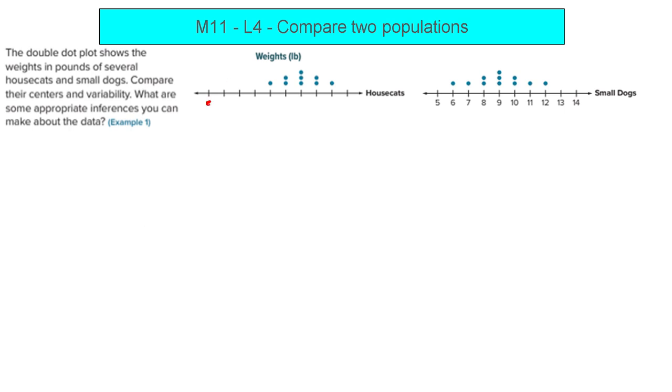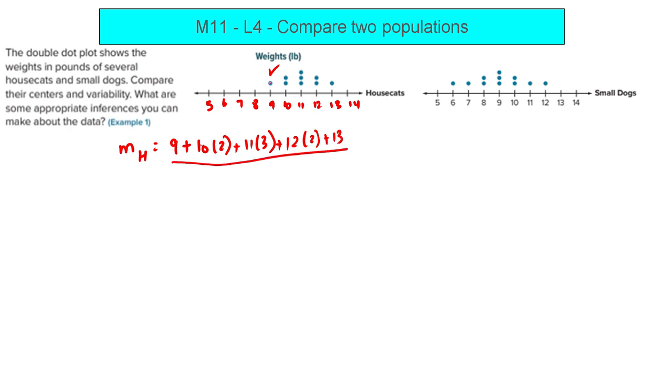Now this is 5, 6, 7, 8, 9, 10, 11, 12, 13, 14. So for the mean of the house cats: how many 9s? Only 1. So 9 plus how many 10s? 2. So 10 times 2 plus how many 11s? 11 times 3 plus how many 12s? 12 times 2 plus 13, only 1, divided by the total. Check: 1, 2, 3, 4, 5, 6, 7, 8, 9. Divide by 9. When you solve this, you get 99 over 9, that is 11.